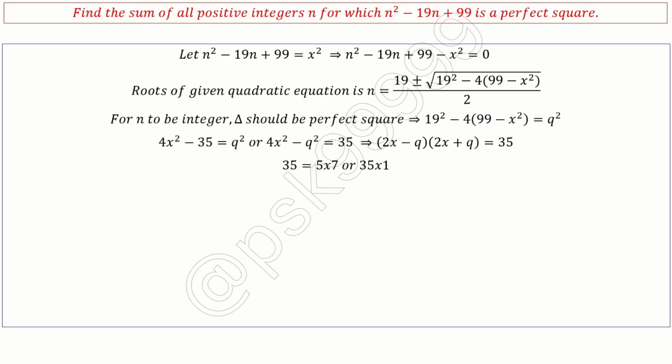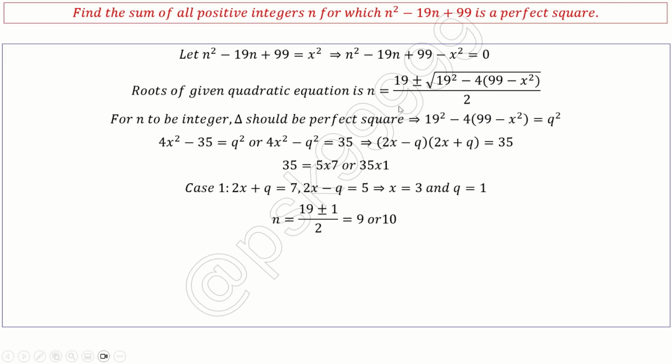Now we know that 2x minus q is always less than 2x plus q, so we have two cases only. First case, 2x plus q equal to 7, 2x minus q equal to 5. In this way, I get x equal to 3 and q equal to 1. If x equal to 3, substitute in the main expression and you will get the value of n. So 19 plus or minus 1, divided by 2, gives n equal to 9 or 10. These are the two solutions possible.